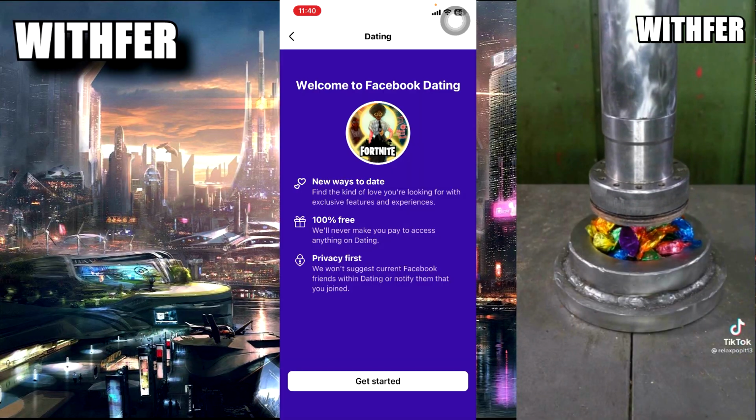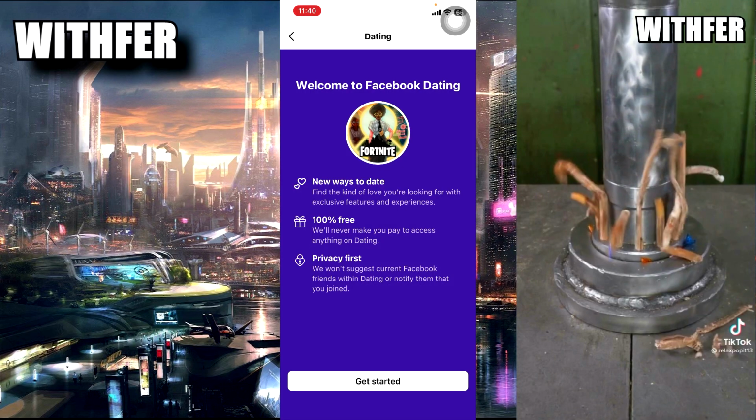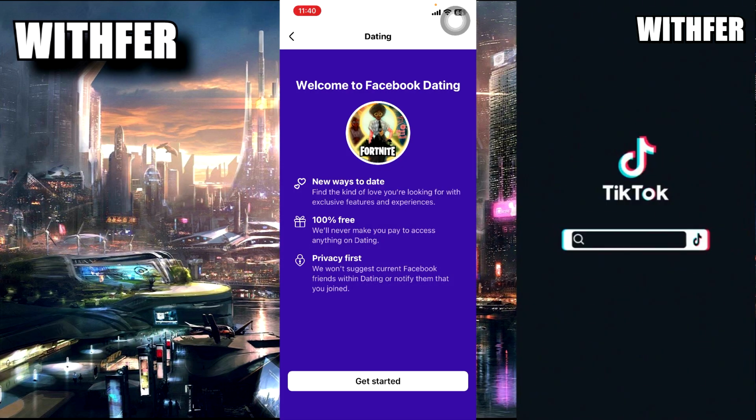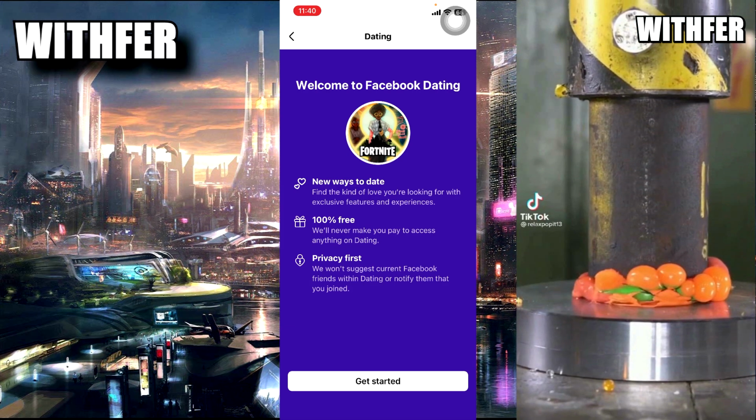complete the whole profile, okay? Because this is the most important thing if you want Facebook to recommend your profile or suggest your profile to other people, okay?